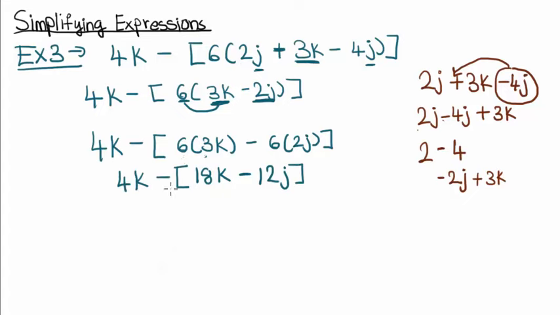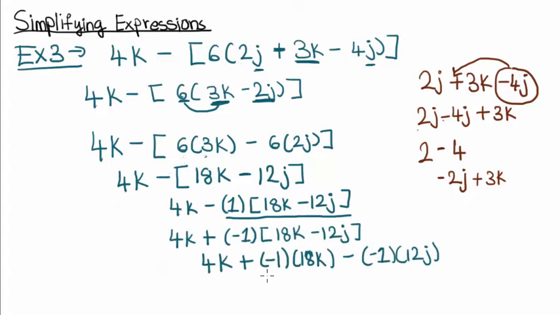Now if you think about it, you're essentially multiplying 18k minus 12j by negative 1. So we need to use the distributive property one more time. I can rewrite my expression over here like this over here. Then I can use the distributive property to help me simplify this portion over here. But before I do that, I can write the minus over here like this over here.